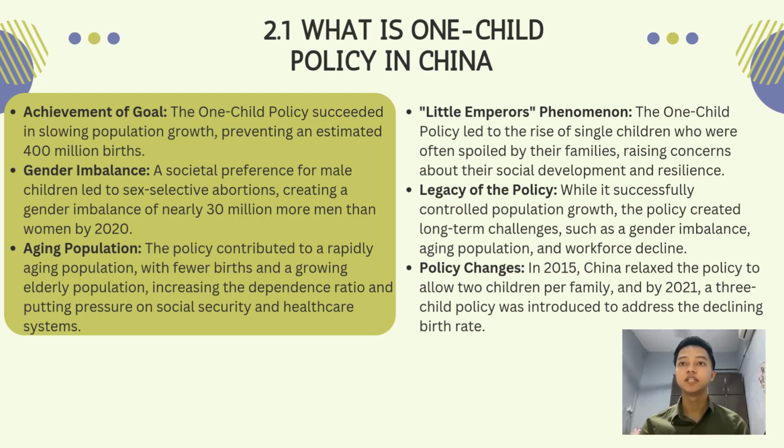Furthermore, the one-child policy led to the rise of single children who were often spoiled by their families, raising concern about their social development and resilience. For the legacy of the policy, while it successfully controlled population growth, it created long-term challenges such as gender imbalance, an aging population, and workforce decline. Last but not least is policy changes. In 2015, China relaxed the policy to allow two children per family, and by 2021, a three-child policy was introduced to address the declining birth rate.